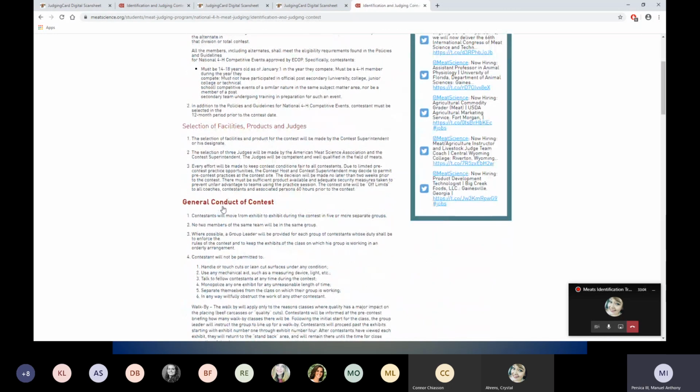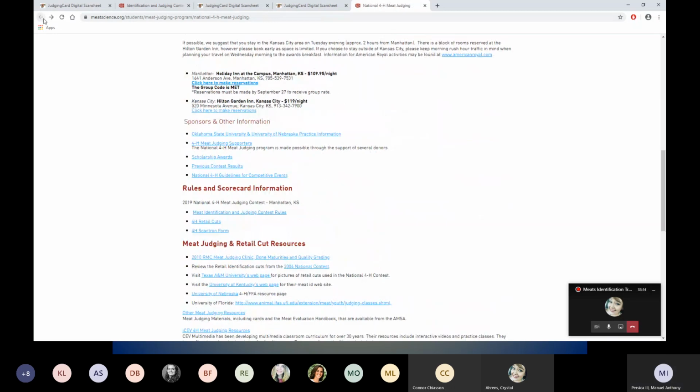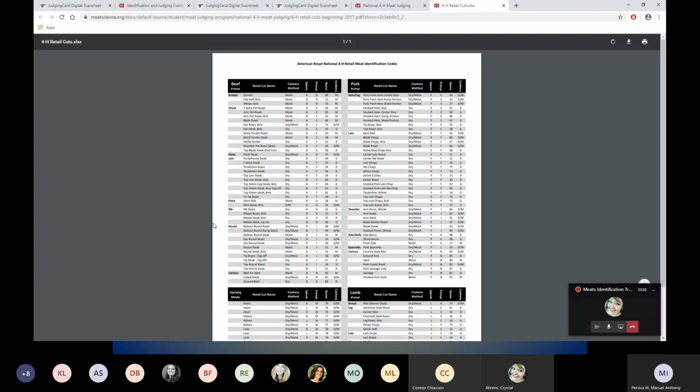Okay, it'll tell you what the classes can be made of. We're going to go through that as well. And then it also has the retail cuts that are available. This is the only retail cuts that they need to know for the contest. Okay, this is the only thing that we can test on. We can't test on anything else.